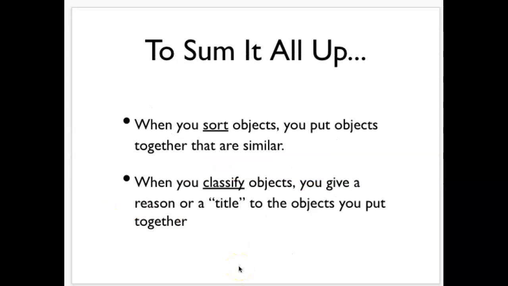So, to summarize, when you sort objects, you put objects together that are similar. You put them in a group if they are alike or if they are the same in some way. And then when you classify objects, you give a reason or a title to the objects that you put together in a group.